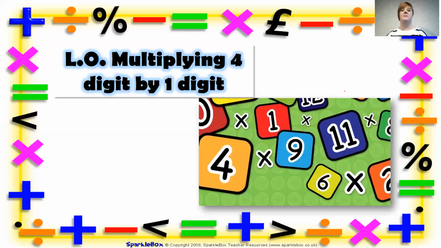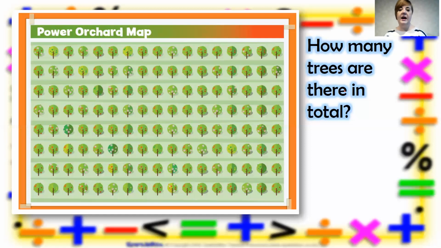Okay, let's move on. So our lesson today, we're looking at multiplying a 4-digit number by a 1-digit number. And we'll build up to that as we go along. So looking at the screen, there are some apple trees in an orchard.